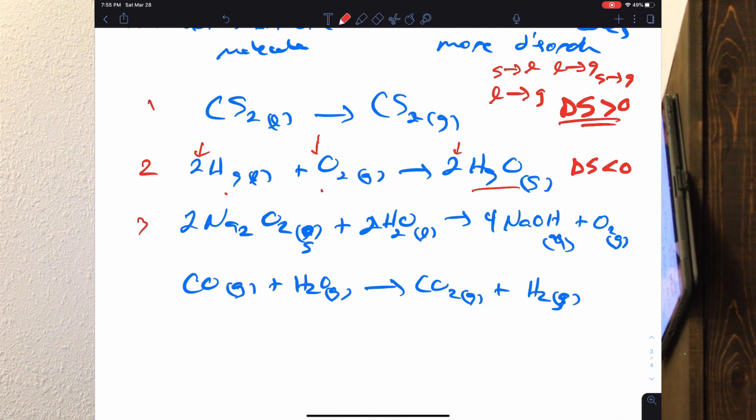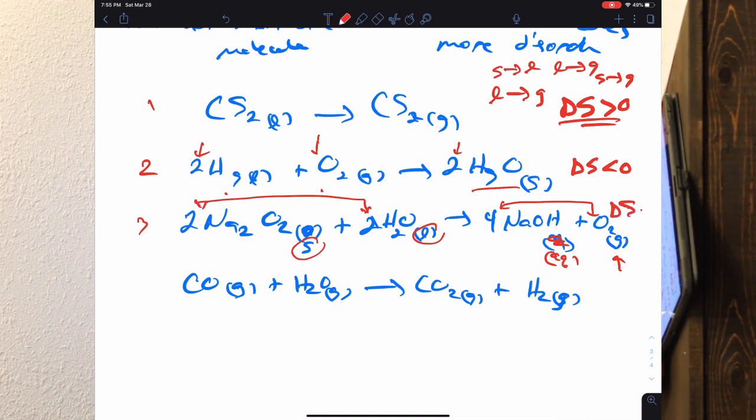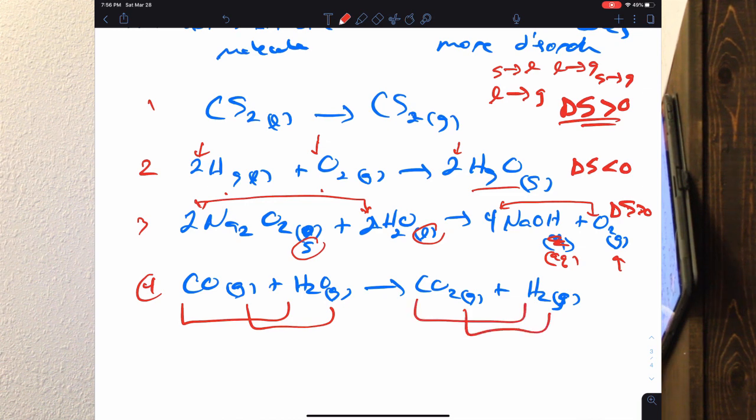Okay, so this third example, let's see. We have a solid and a liquid, and sorry, this is aqueous, and this is a gas. We're going from 4 molecules that are solids and liquids to 5 molecules, and one of them is a gas, so that's going to more disorder, so that's positive entropy. And for the fourth example, we have 2 molecules and they're both gases, and we're going to 2 molecules and they're both gases, so this delta S should be around no change in entropy.